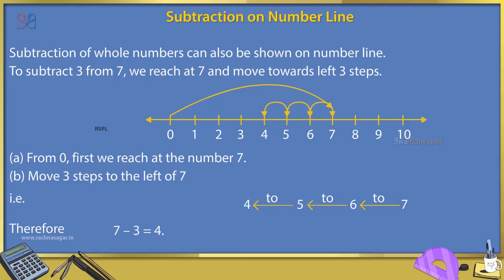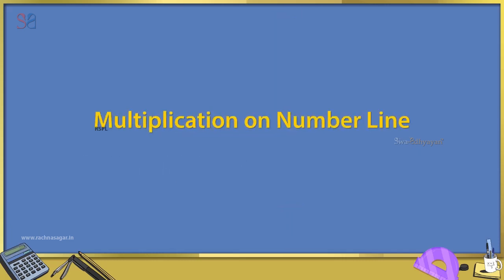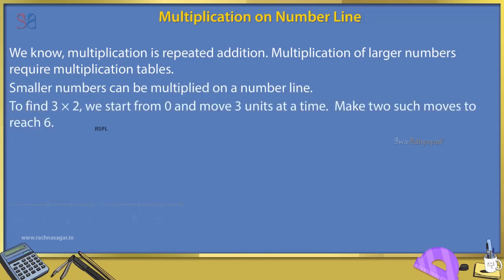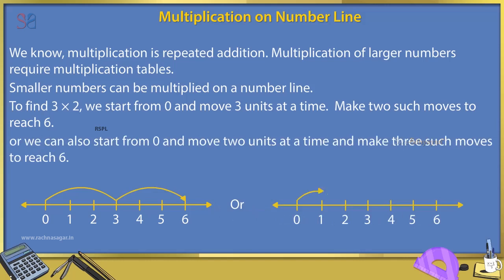Multiplication on number line. We know multiplication is repeated addition. Multiplication of larger numbers requires multiplication tables. Smaller numbers can be multiplied on a number line. To find 3 multiplied by 2, we start from 0 and move 3 units at a time. Make 2 such moves to reach 6. Or we can also start from 0 and move 2 units at a time and make 3 such moves to reach 6.